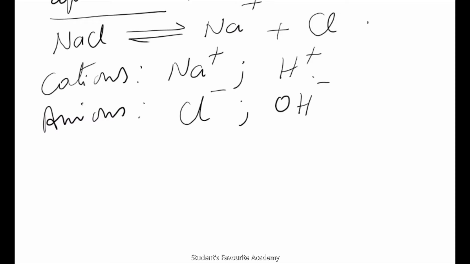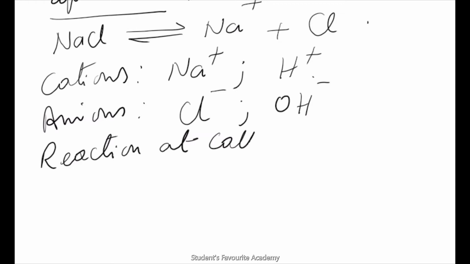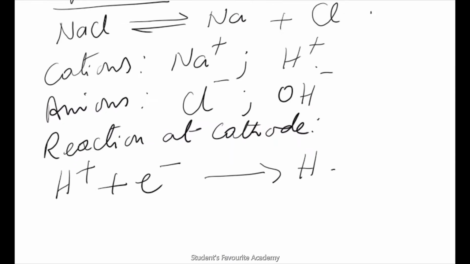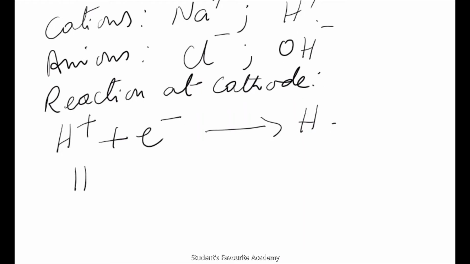Now, reaction at cathode. Reaction at cathode is the hydrogen ions, that is H plus ions, accept an electron and become hydrogen atoms, neutral hydrogen atoms, and two hydrogen atoms combine and hydrogen gas is released at the cathode. Okay, so preferentially it is released.